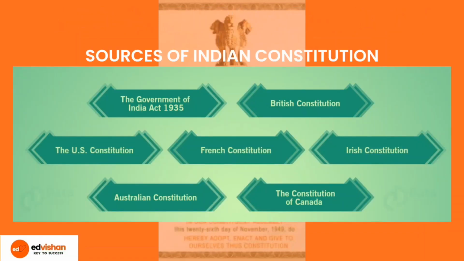Let us know about the sources of the Indian Constitution. The Government of India Act 1935, the British Constitution, the US Constitution, the French Constitution, the Irish Constitution, the Australian Constitution and the Canadian Constitution. It was adopted by the Constituent Assembly of India on 26 November 1949 and became effective on 26 January 1950. Dr. B.R. Ambedkar was the chairman of the drafting committee that framed the Indian Constitution.